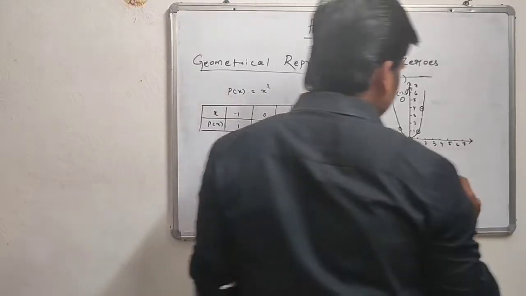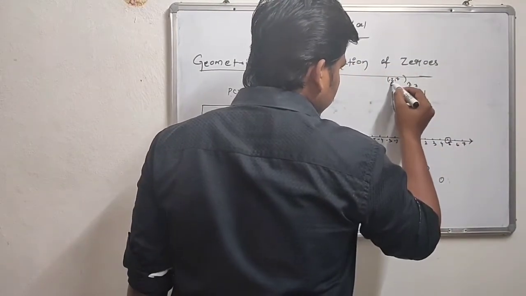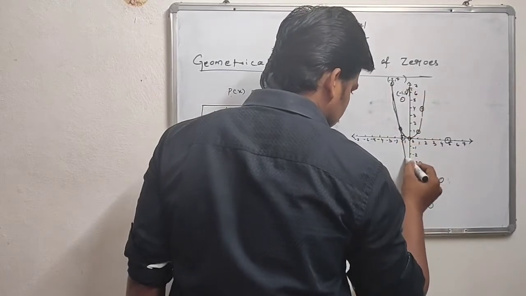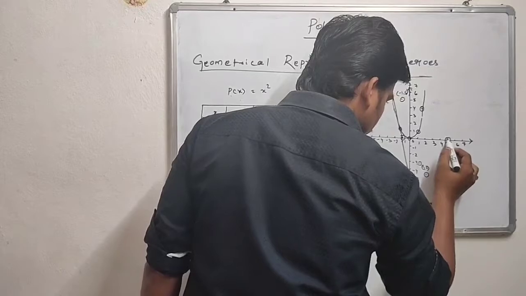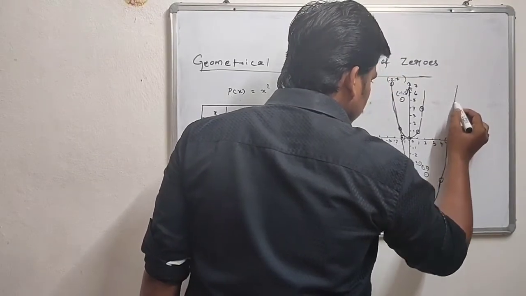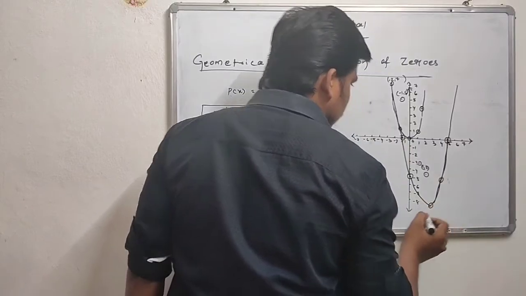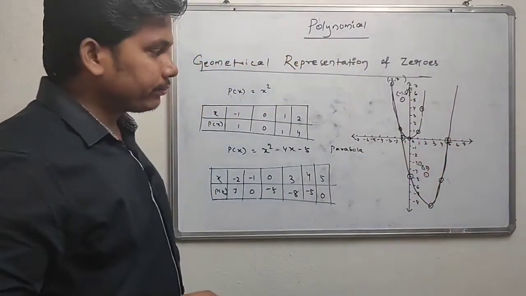Next is the (5, 0). This will be (5, 0). Now just draw the graph. That is what we'll get. See, this is also the shape of a parabola.